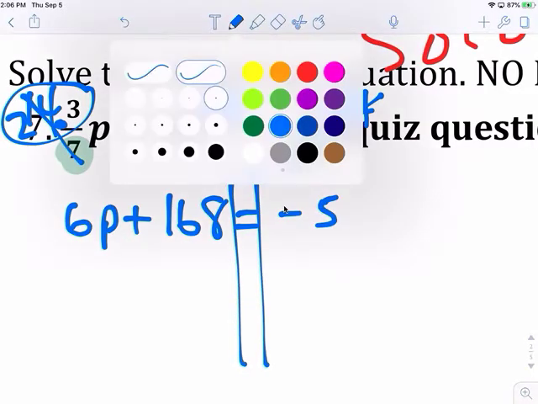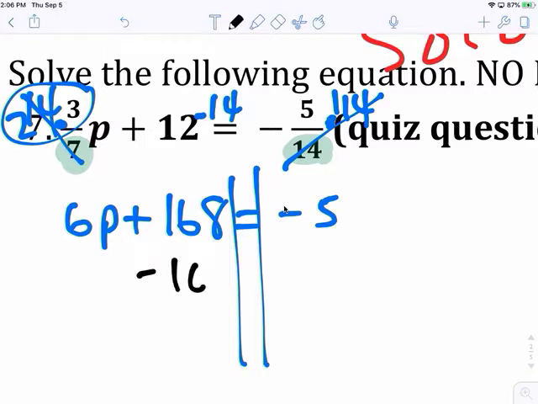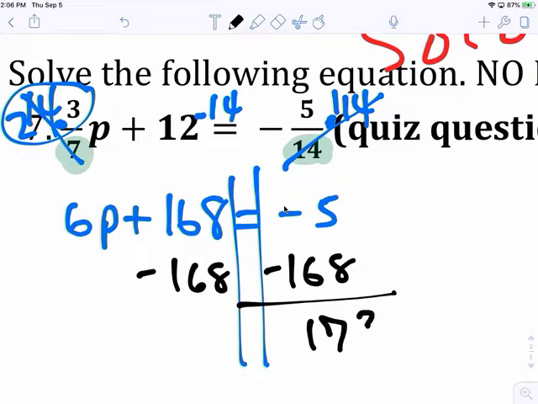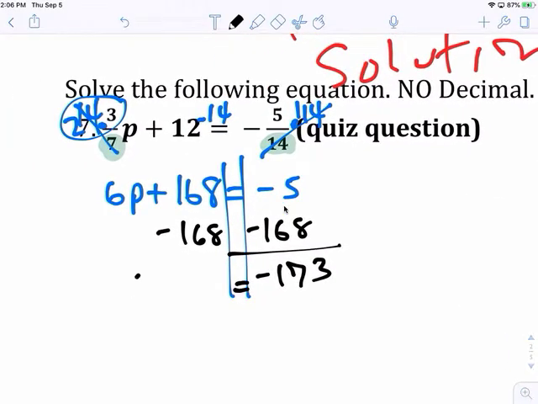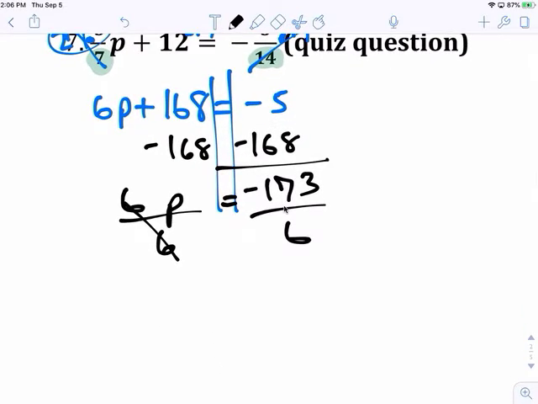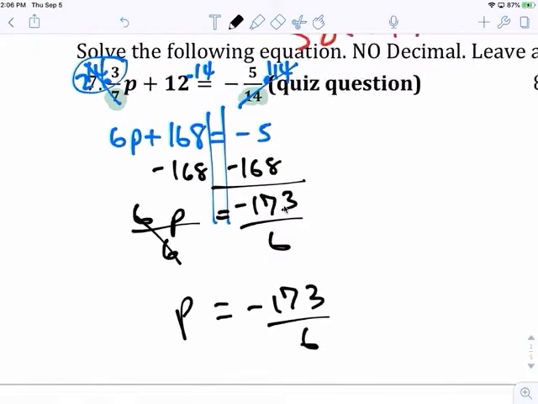Minus 168, minus 168. You get negative 173, because when both are negative it stays a negative when you're adding and subtracting. 6p, divide by 6. Let's see. 173 divided by 6. Does it go evenly? No. It doesn't go in evenly. We'll just say p equals negative 173 over 6.